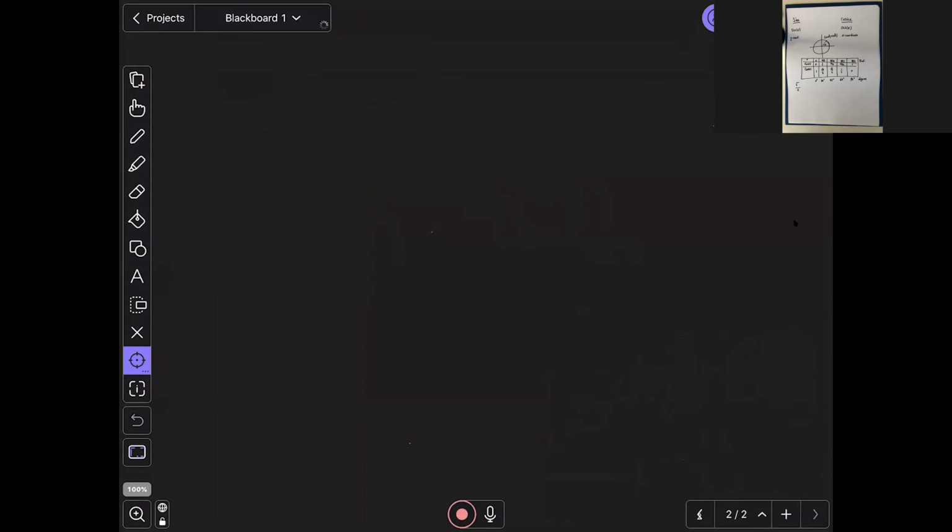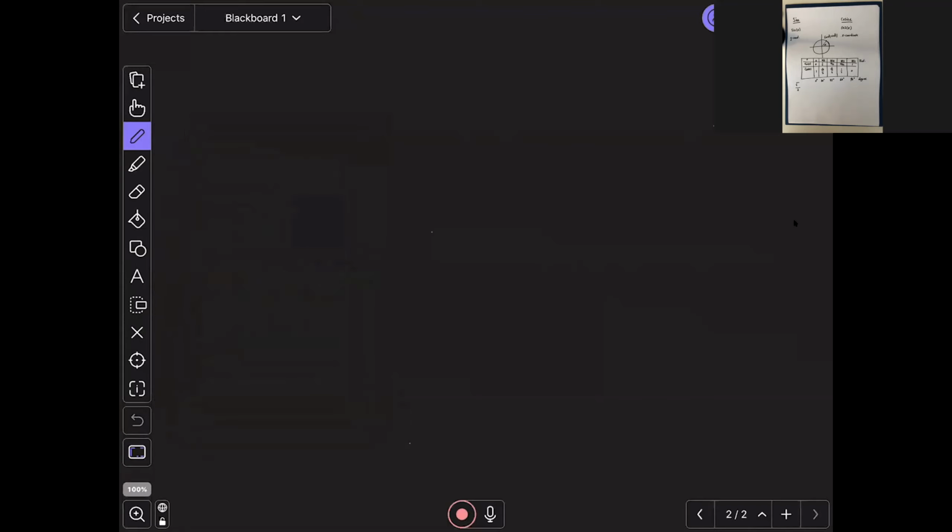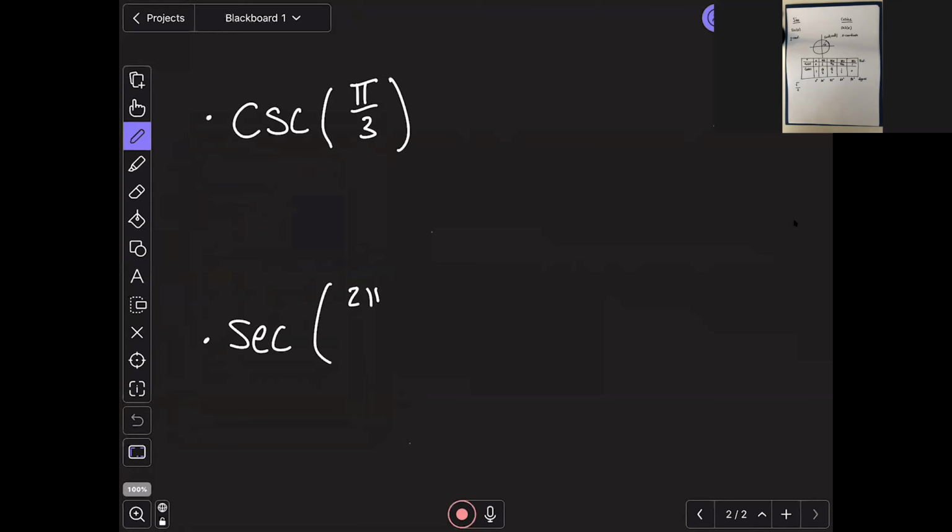What I'm going to do is get a new screen up here. Okay, and so let's try to find what is cosecant of, let's say, pi over 3. We'll try this one. And then let's try secant of 2 pi over 3. Okay, so just sort of making things up right now.